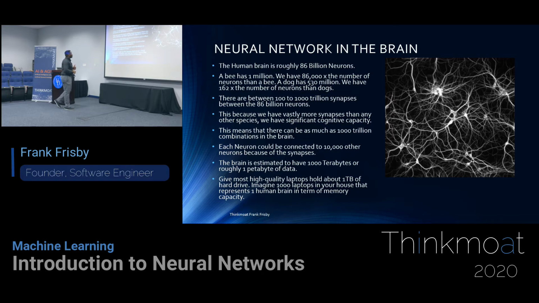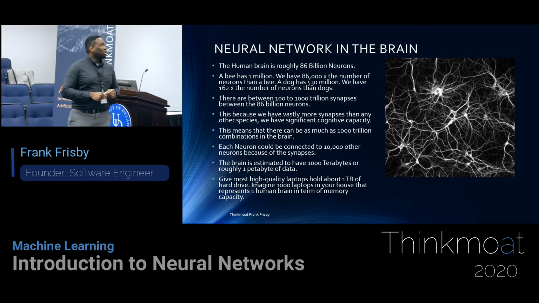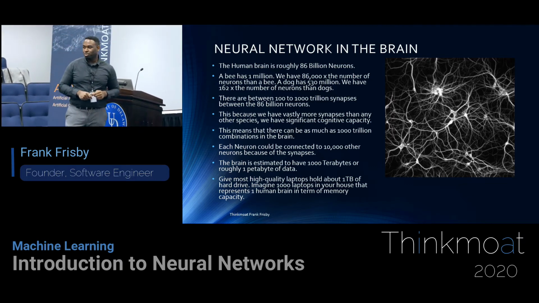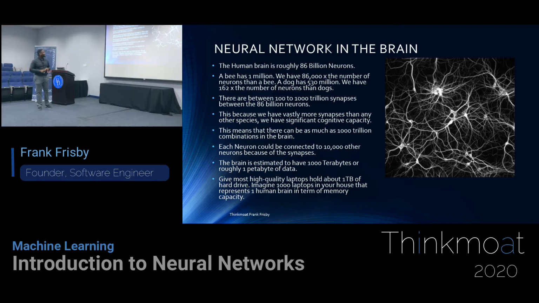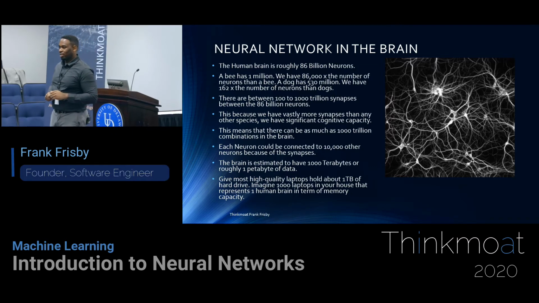All right, so neural networks. This is something we'll get into heavy. We have 86 billion neurons in the brain. That's a lot. And we have about 1,000 trillion synapses. That's an almost infinite amount of data.